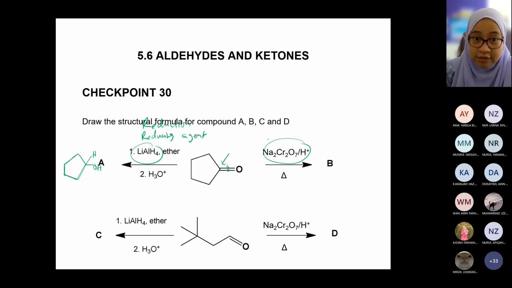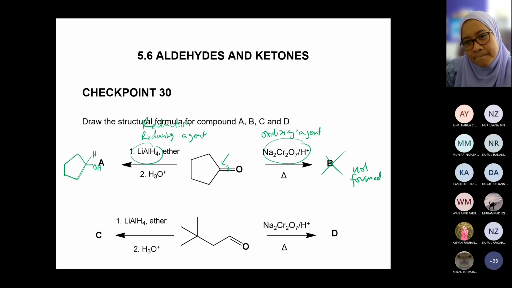Dichromate. Dichromate is oxidizing agent, right? So when it is an oxidizing agent, react with ketone, ketone will not undergo oxidation. So B not form lah. Okay, takkan terbentuk lah because this is ketone. Faham? Okay, same goes to this one. Kita buatlah C ni alang-alang kan. Okay, so again, this is reduction juga.